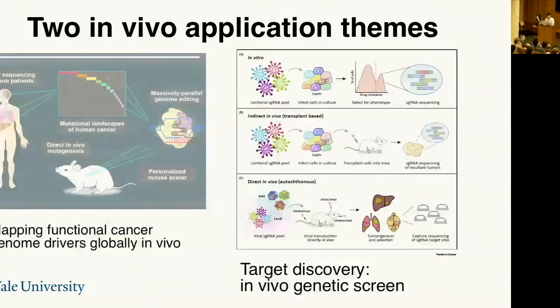Two of the approaches we're using to address these questions are, one, the functional mapping of cancer genome drivers by directly taking cancer patients' mutations, for example the ones being sequenced, and generating the exact same mutation in the animal to see how those drive cancer. The other approach is unbiased genome discovery, meaning we scan the entire genome and see what would happen, and then see whether those mutations drive cancer and are also mutated in patients.